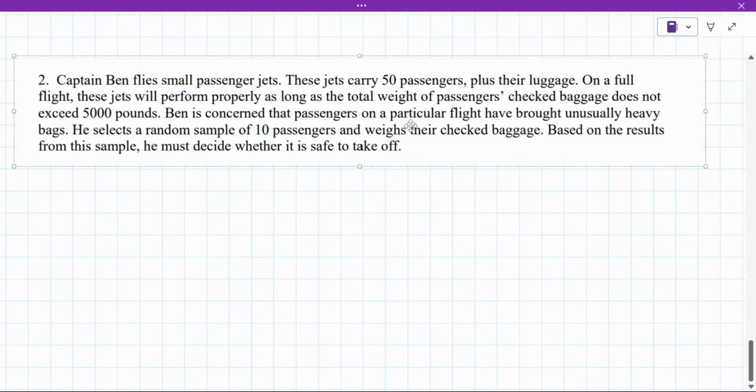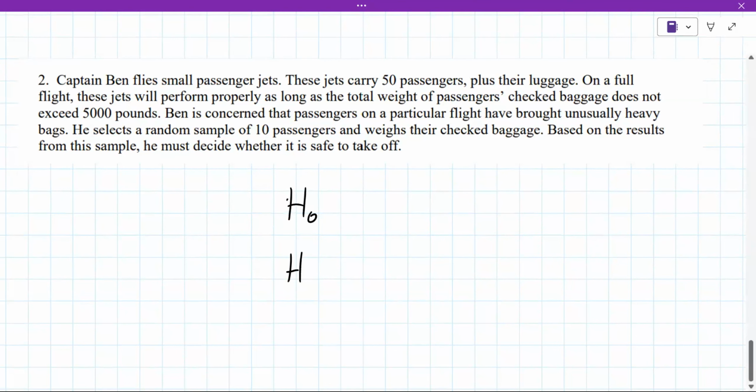So Captain Ben flies small passenger jets. These jets carry 50 passengers plus their luggage. On a full flight, these jets will perform properly as long as the total weight of passengers' checked baggage does not exceed 5,000 pounds. Ben is concerned that the passengers on a particular flight have brought unusually heavy bags. He selects a random sample of 10 passengers and weighs their checked baggage. Based on the results from the sampling, he must decide whether it is safe to take off.